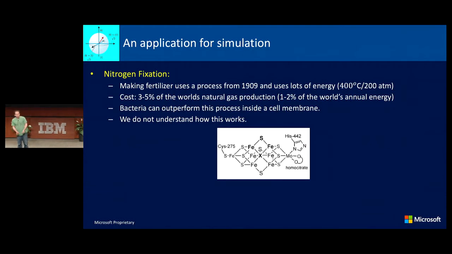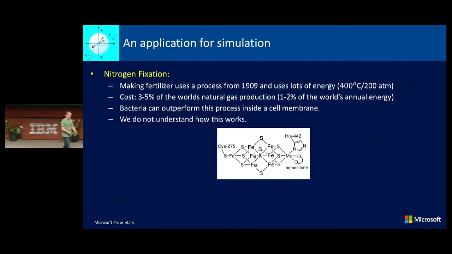But unfortunately, compared to the true masters of fertilizer production, we know nothing. And the true masters are bacteria. Bacteria have actually found a way to take nitrogen from the air, split the triple bond that holds it together, and make ammonia out of this at room temperature and pressures.